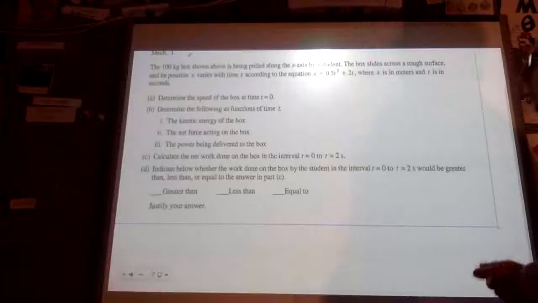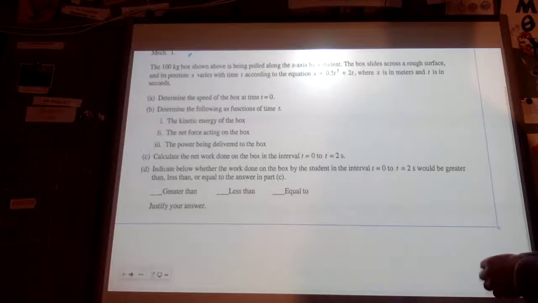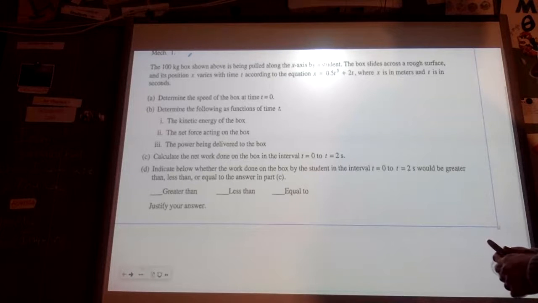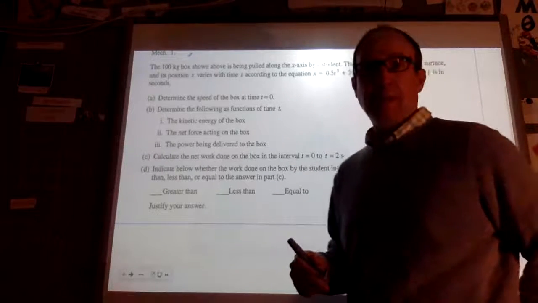So the 100 kilogram box shown above is being pulled along the x-axis by a student. The box slides across a rough surface and its position x varies with time according to the equation x equals 0.5 t cubed plus 2t, where x is in meters and t is in seconds. Determine the speed of the box at time t equals 0.